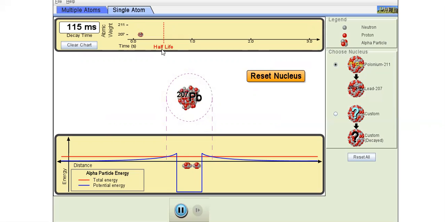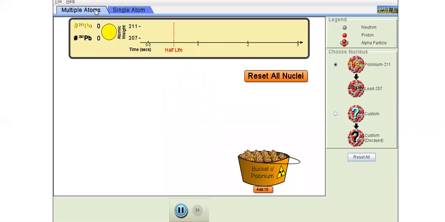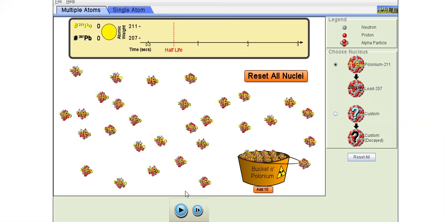And then we see a half-life here on this chart. We're going from 211 down to 207. I think that's the end of this simulation. Let's go to multiple atoms here. Let's reset all the nuclei, add 10, 20, 30, okay.